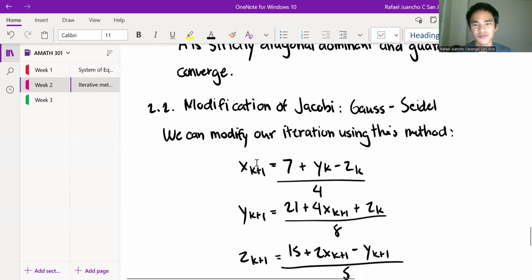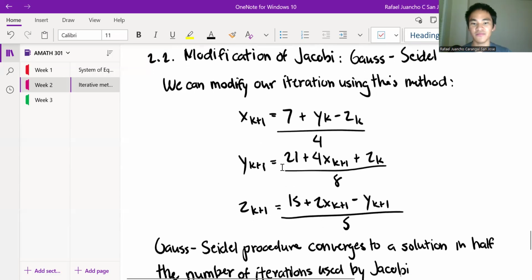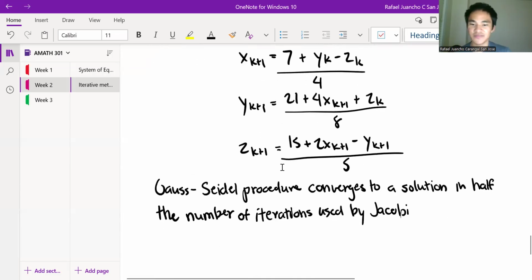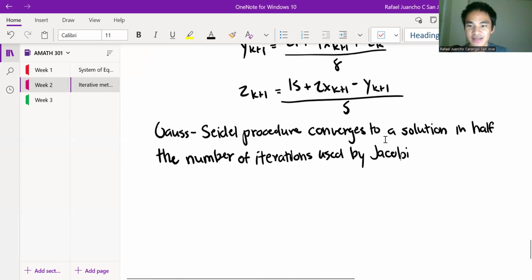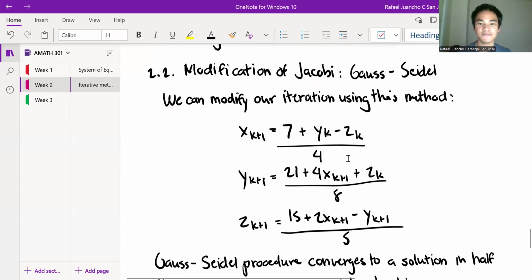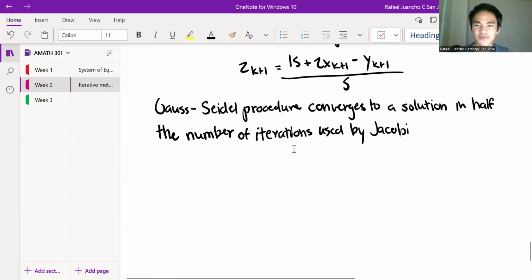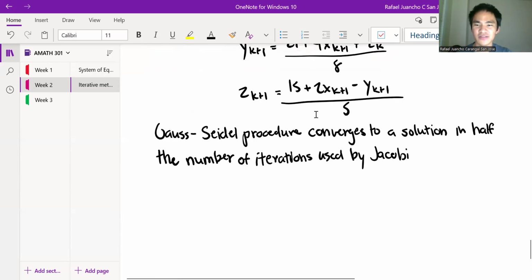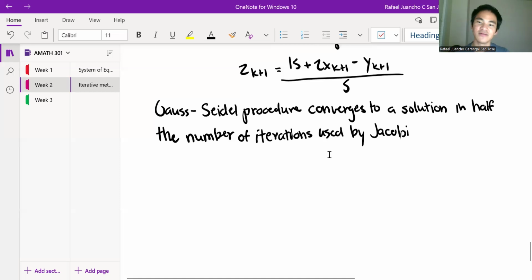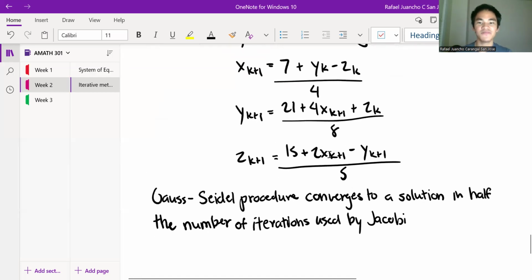And then we introduced ourselves to a modification of the Jacobi iteration scheme, which is the Gauss-Seidel. Basically, to shorten it, the bottom line is it converges to a solution in half the number of iterations. I didn't include the table here anymore, but pretty sure this was 10 iterations to get to the same solution as when we used Jacobi. The Jacobi reached 19, so this one only reached 10, which is about half. So this is definitely faster.